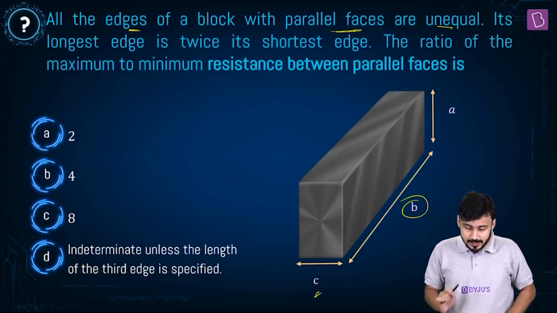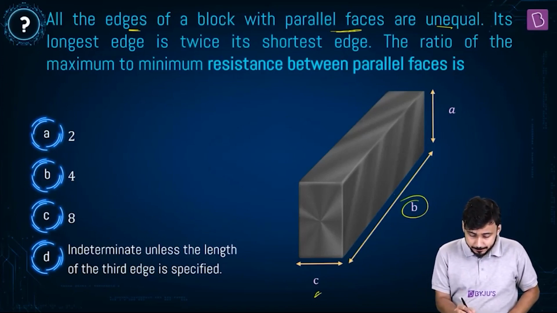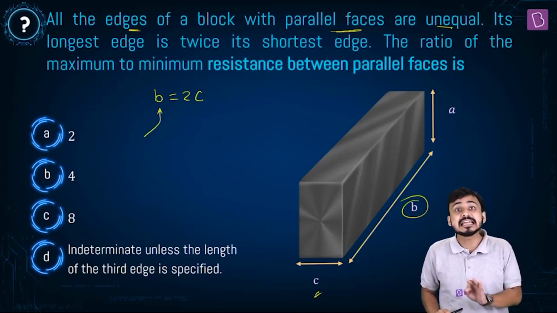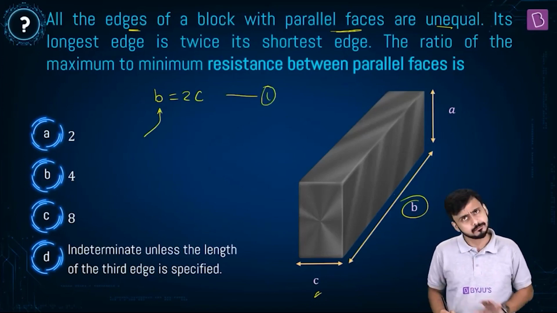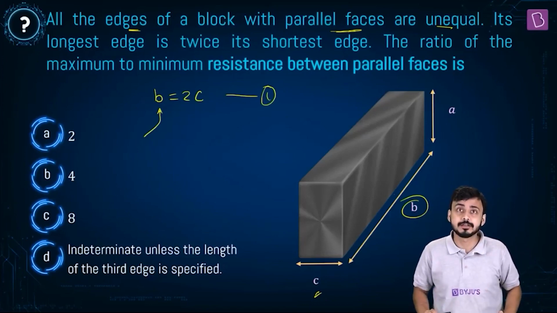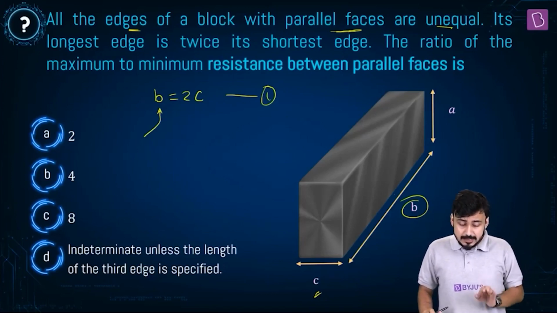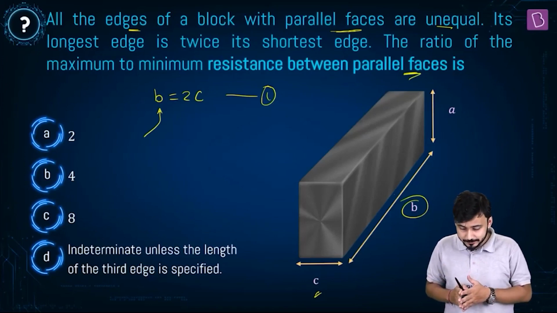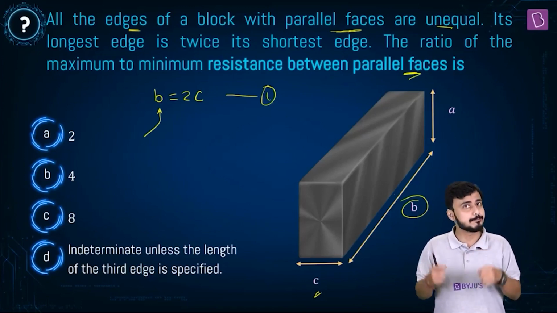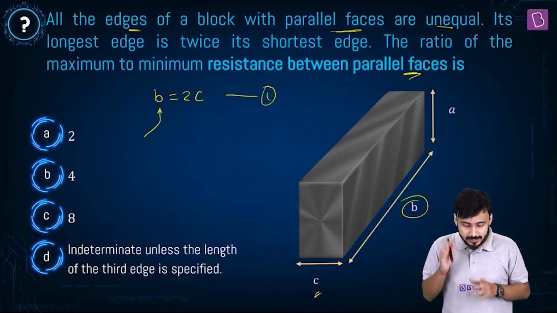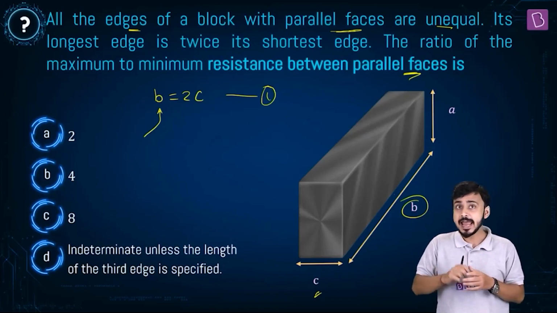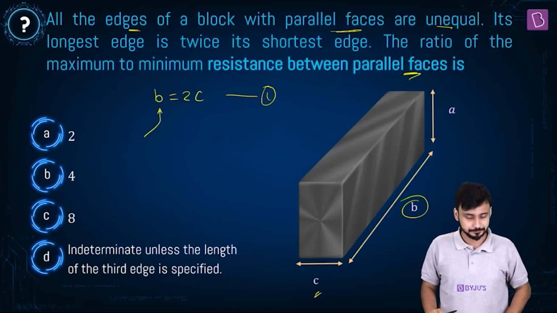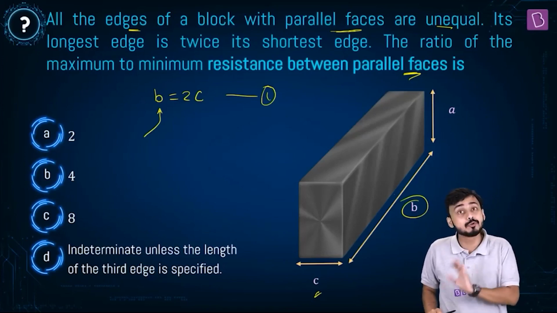Now it says B is equal to 2C. The longest is twice of the shortest. B is equal to 2C, equation 1, from the given question statement as well. Now it says, what is the maximum to minimum resistance between parallel faces? So say for example, you connect this material across a battery across the parallel faces. What is the maximum resistance you can get and what is the minimum resistance you can get? You have to take the ratio of both of them, the maximum to minimum resistance ratio.